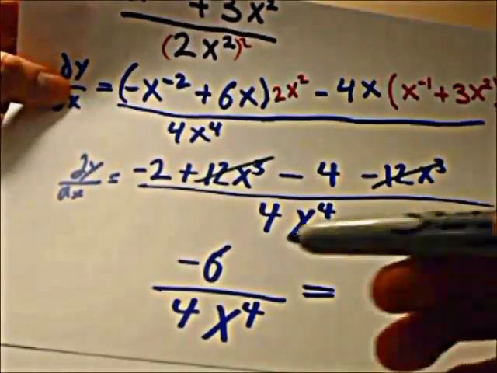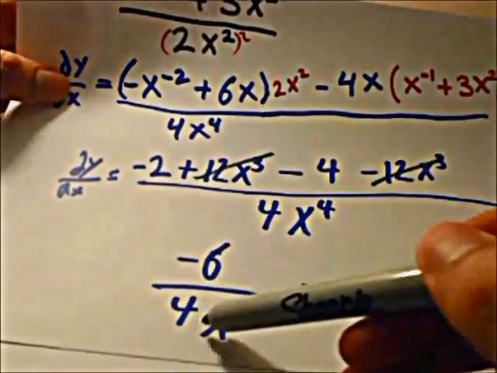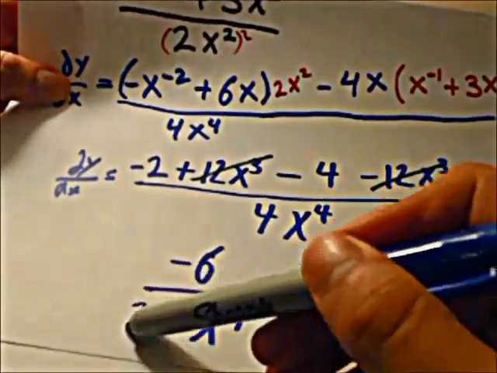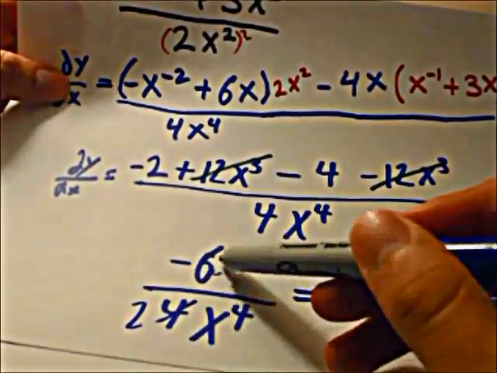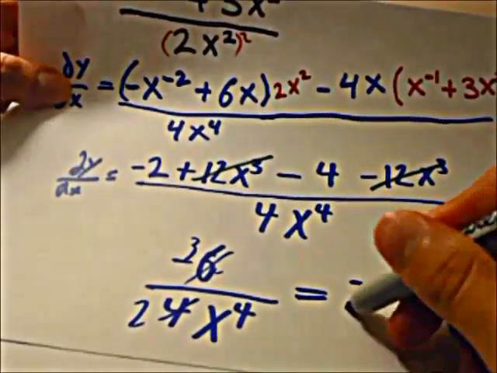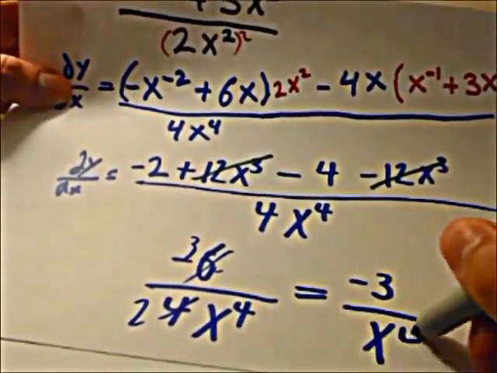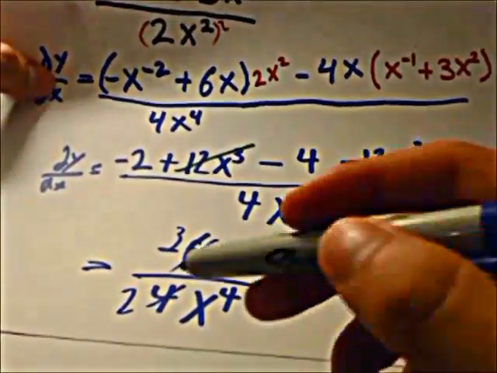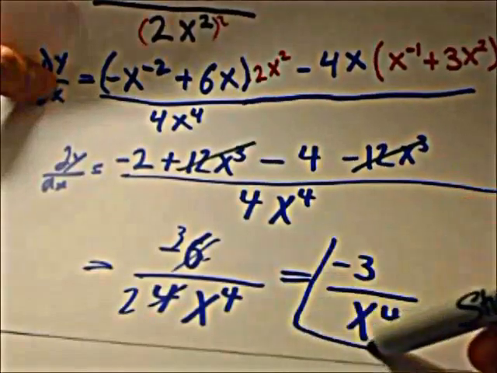That's a correct answer, but if you can simplify it, that would be better. So we can actually simplify it because you've got 6 and 4, so 2 in common. So 4 over 2 is 2, and 6 over 2 is 3. So we're left with minus 3 over x to the power 4. That's dy dx. So that's your final answer.